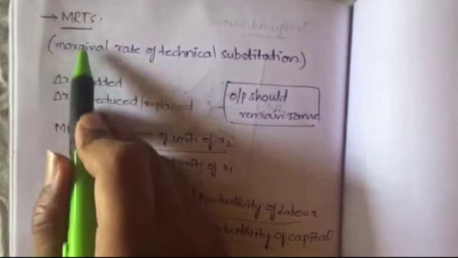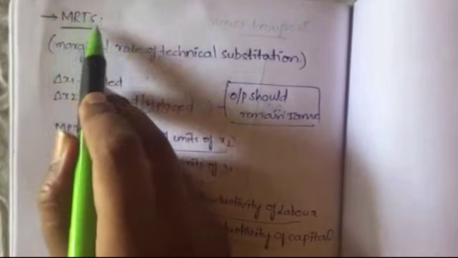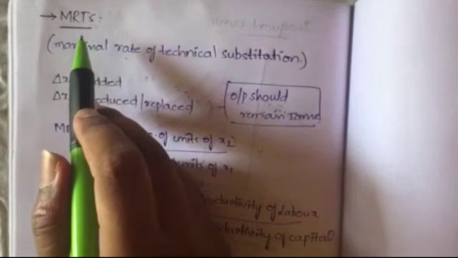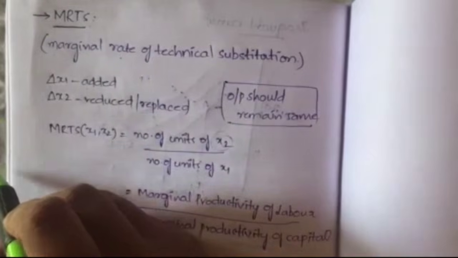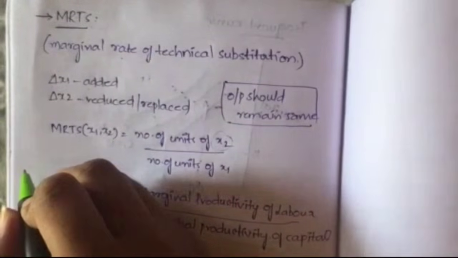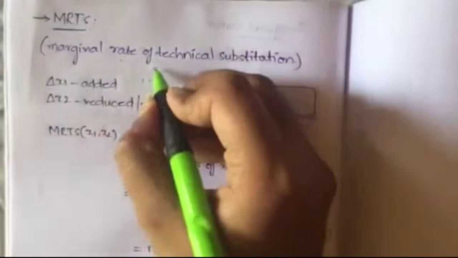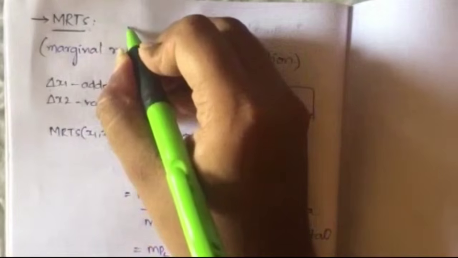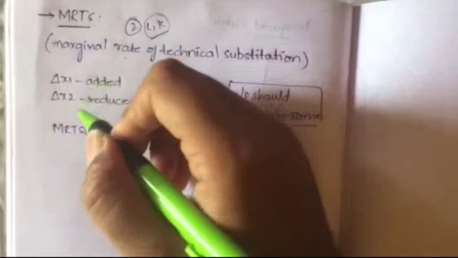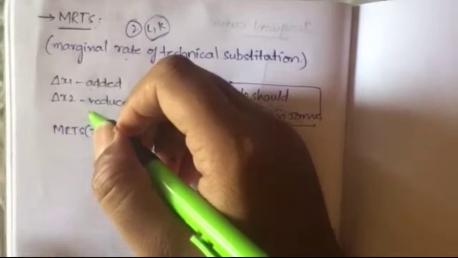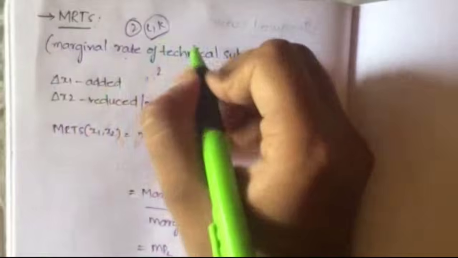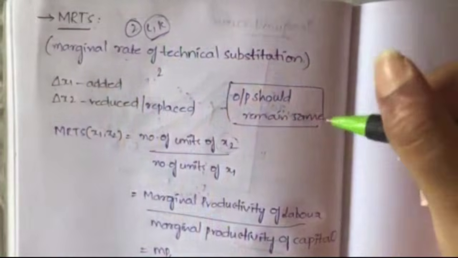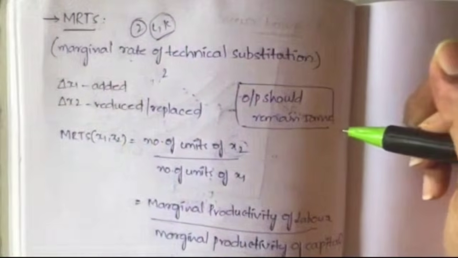MRTS is nothing but marginal rate of technical substitution. Let us see what we mean by this. You have two input factors, let us assume labor and capital, and to what extent these two input factors can be substituted with each other so that the output will remain the same. Output should remain the same.